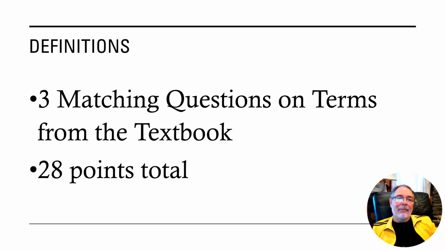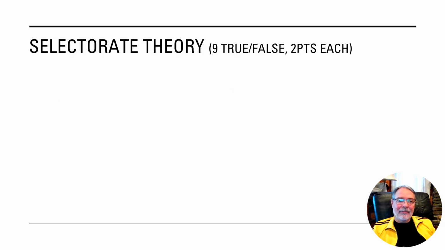So first off, definitions, right? 28 points of definitions from your textbook, the Van Deeth and so on, and so there are three matching questions, and there are differing numbers of things you have to match in each one. 28 points. Not going to go too much into this because it's an open book test.